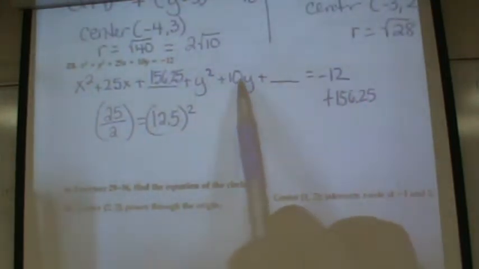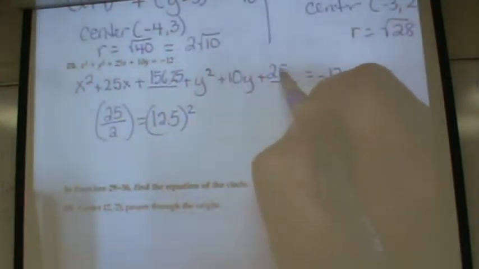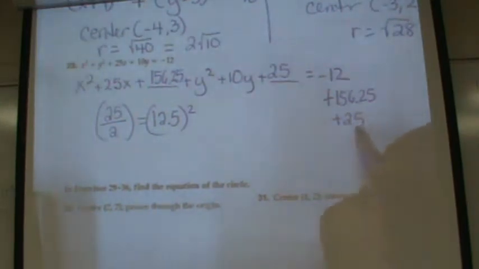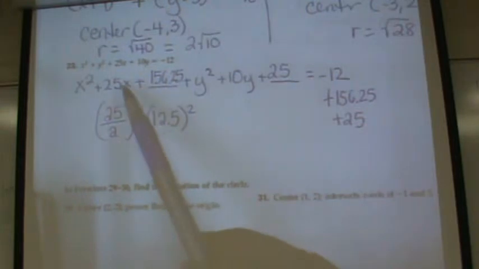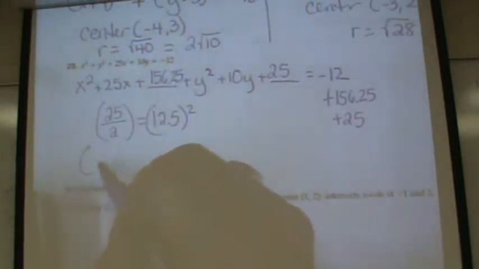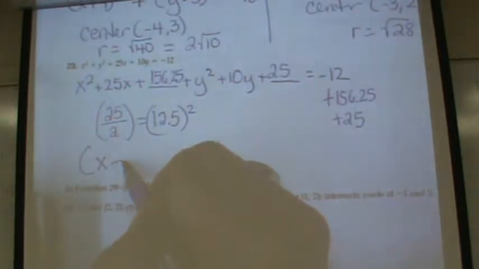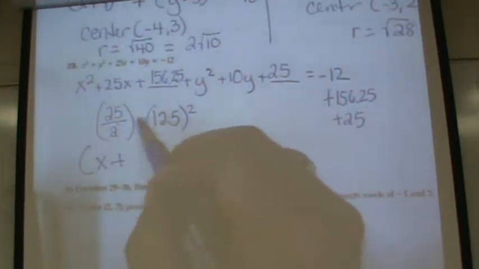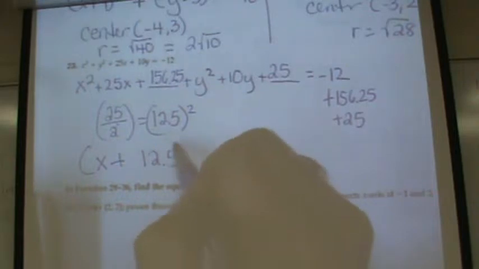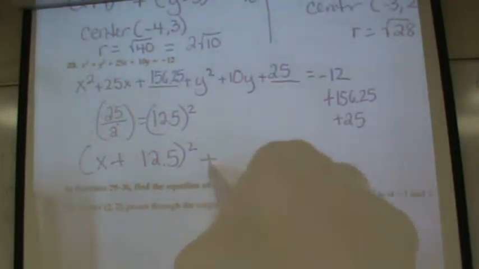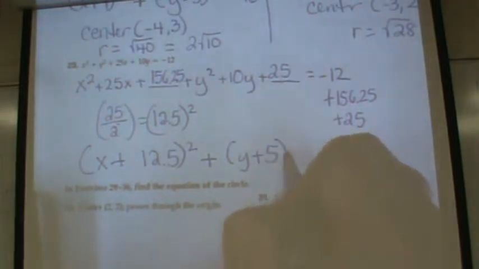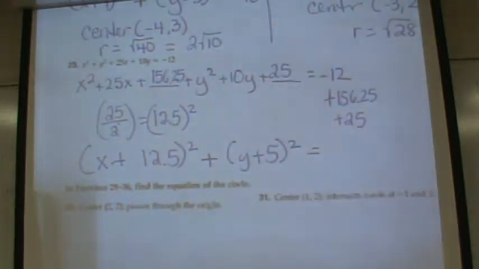Half of 10 is 5, squared is 25. How are we going to factor that? Well, half of this is 12.5, that's what number goes in the parentheses. So it's x plus, and you could write it this way or that way, 12.5 squared. That's how you factor it. And then plus y plus 5 squared, and then add these up.